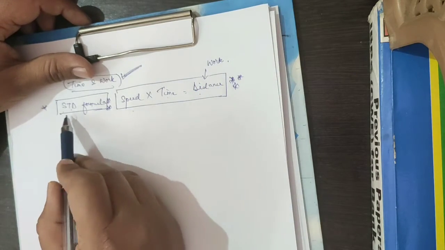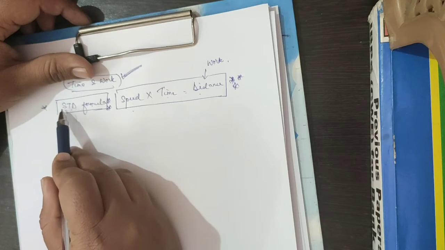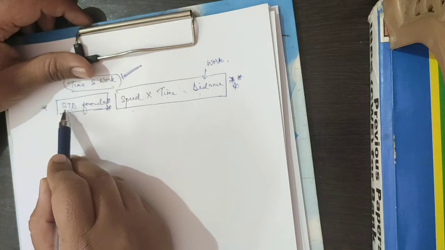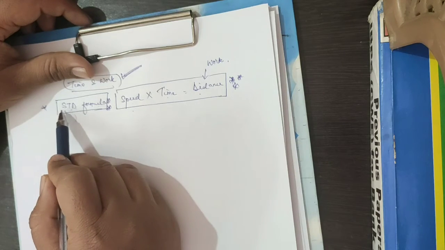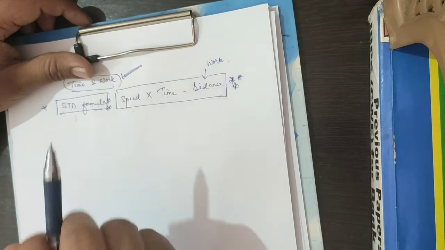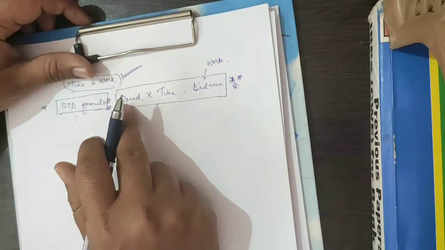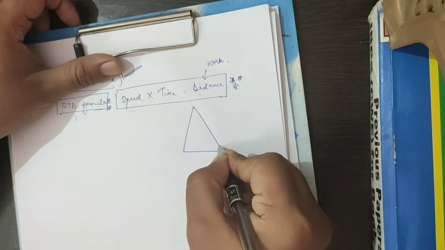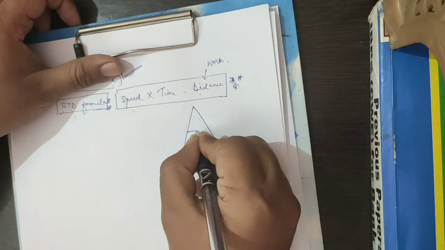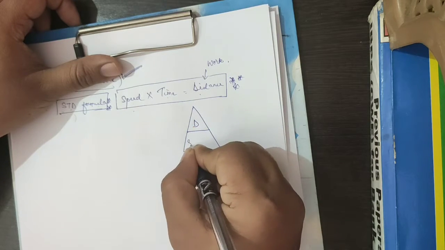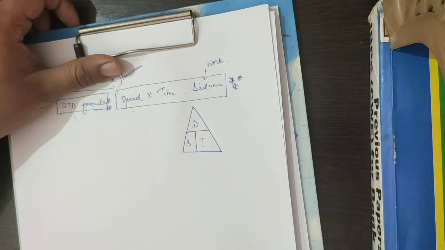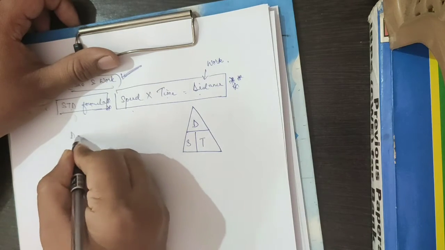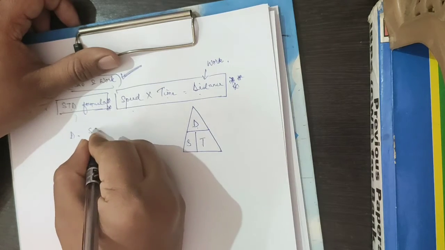First you need to know this STD formula because it's very easy to remember. But sometimes people get confused where to put the equal sign. Speed into time equal to distance. Sometimes we forget the formula, so for easy remembrance I will tell you the easy way to remember through a triangle. Just put D here, and S and T here. So that means distance equals speed into time.